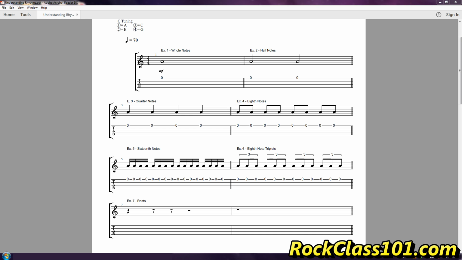So that one is just tricky. Remember that those notes have to be the same length of time, right? We're fitting 3 notes into one beat. Now exercise 7, we have rest.